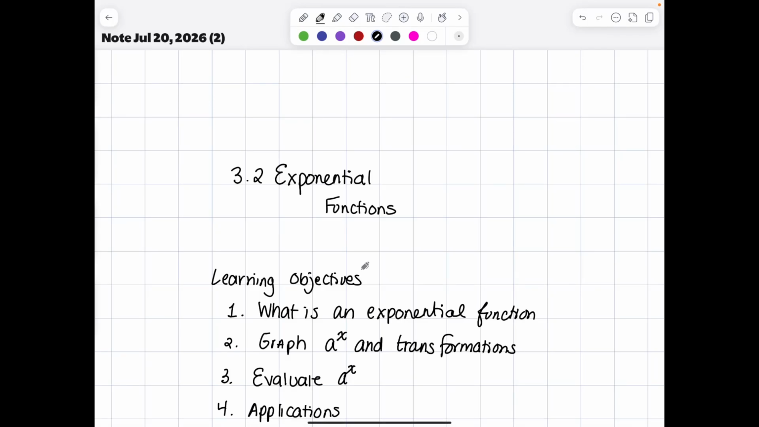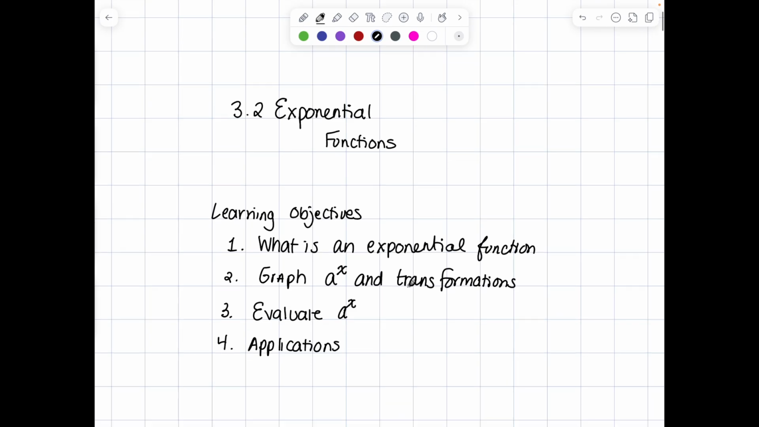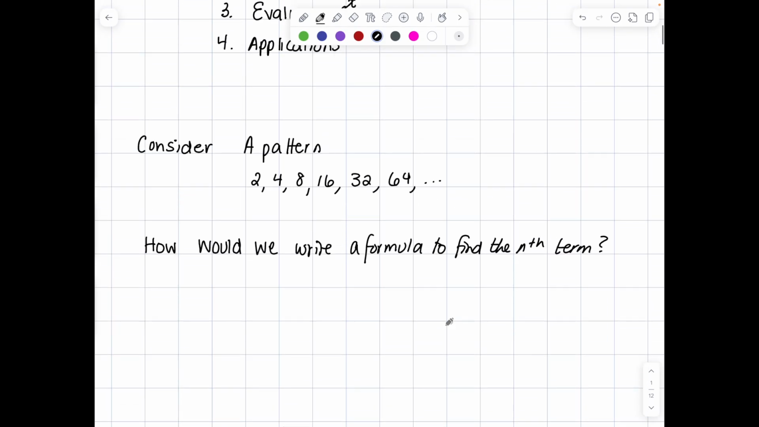Alright, so today we're going to talk about section 3.2, which is all on exponential functions. So hopefully by the end of this video, you have an idea of what an exponential function is, how to graph them with some transformations, evaluate some different kinds, and then some general applications that you will see with exponential functions.